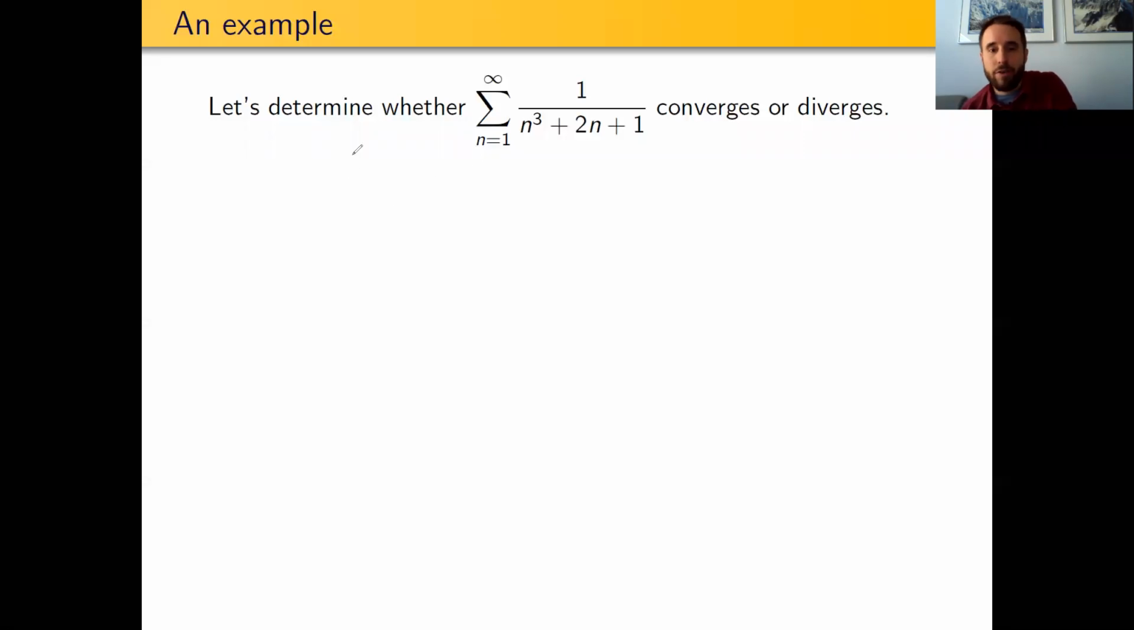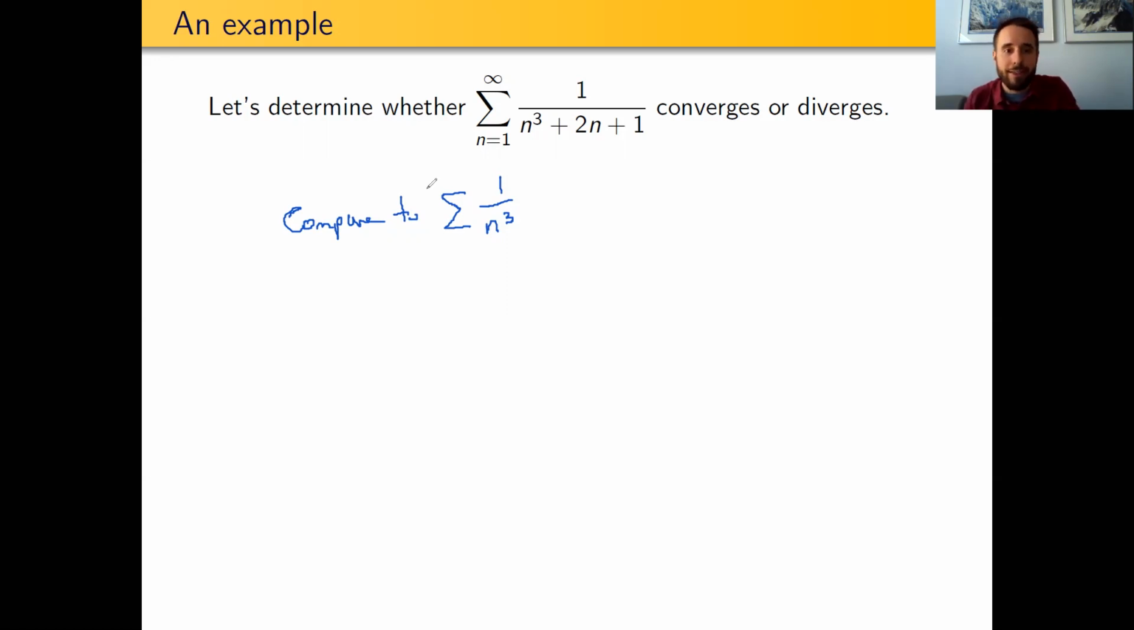I might notice that because this is a polynomial in the denominator, the n cubed plus 2n plus 1, I might try to compare this to the series 1 over n cubed. So in other words, I might compare the series up above, 1 over n cubed plus 2n plus 1, I might compare it to the series 1 over n cubed.